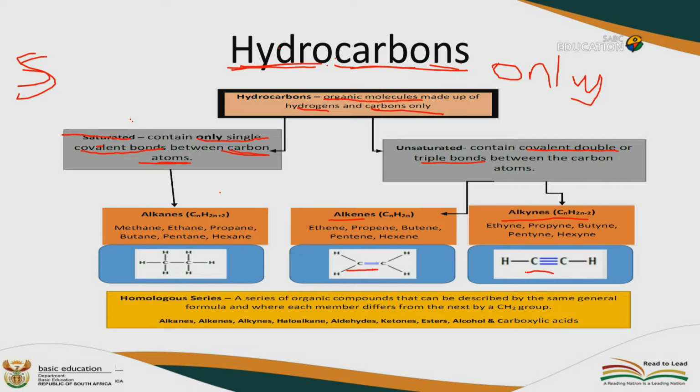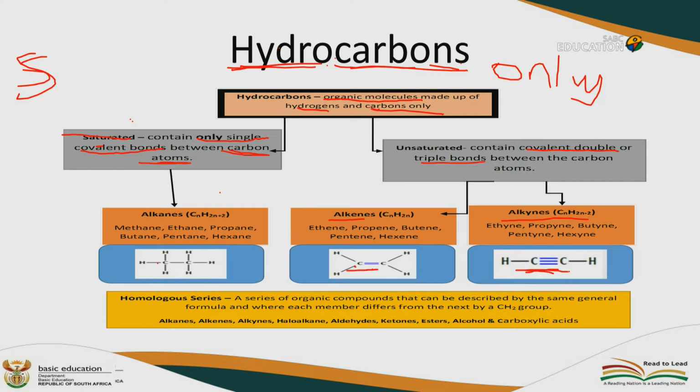It's very important that as you understand your alkanes, they are saturated because they have carbon-carbon and carbon-hydrogen single bonds. Whereas alkenes are unsaturated because they have carbon-carbon double bonds. And alkynes are unsaturated because they have carbon-carbon triple bonds. So this is the fifth definition that we are doing now.